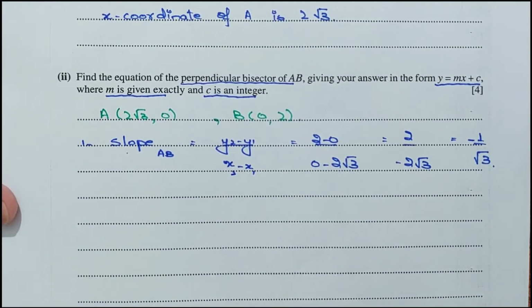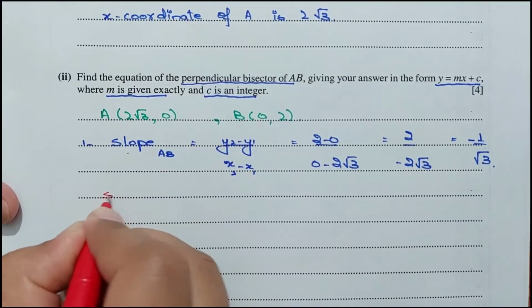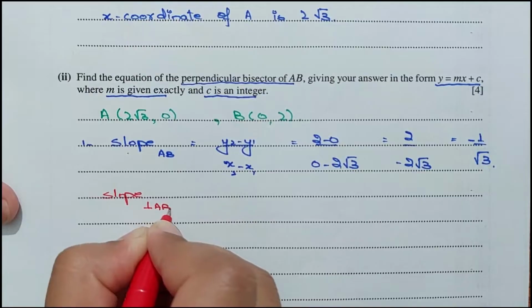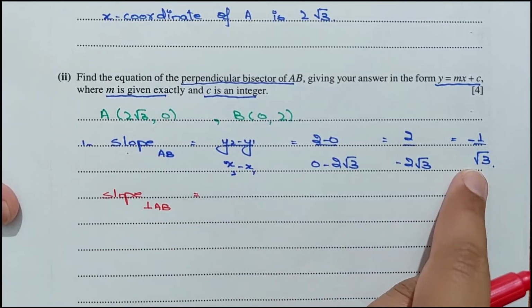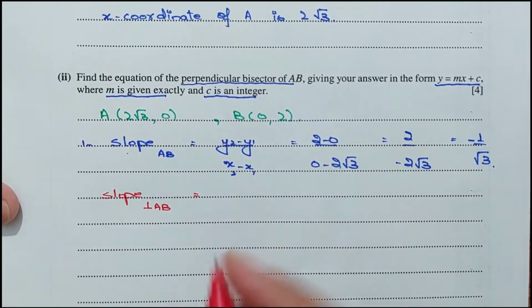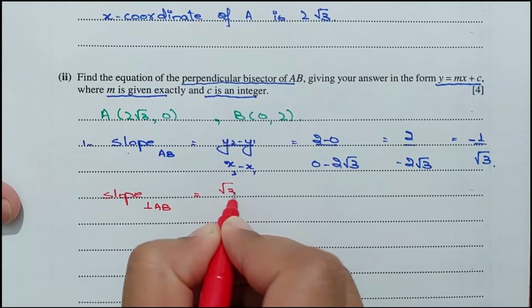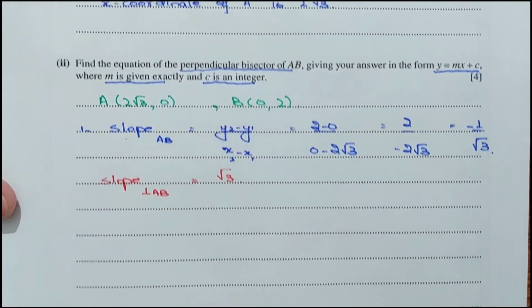Now we don't need the slope of AB; we need the slope of the perpendicular bisector of AB. That is the negative reciprocal. The negative of negative is positive, and the reciprocal of 1 over root 3 is just root 3. That is the slope of the perpendicular bisector of AB.